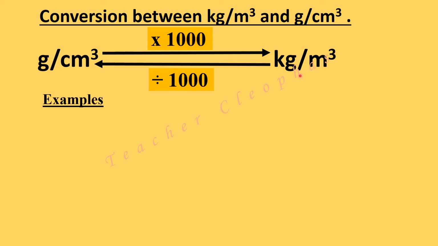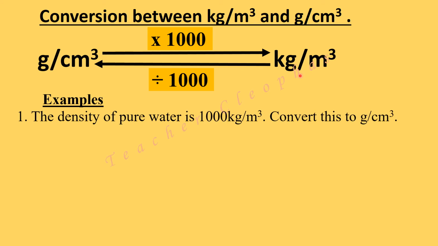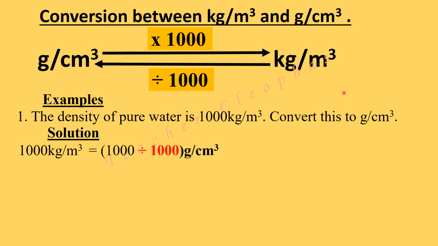Let's take some few examples. First question, the density of pure water is 1000 kilograms per cubic meter. Convert this density to grams per cubic centimeter. Solution: 1000 kilograms per cubic meter is the same as 1000 divided by 1000, of which the answer is 1 gram per cubic centimeter.